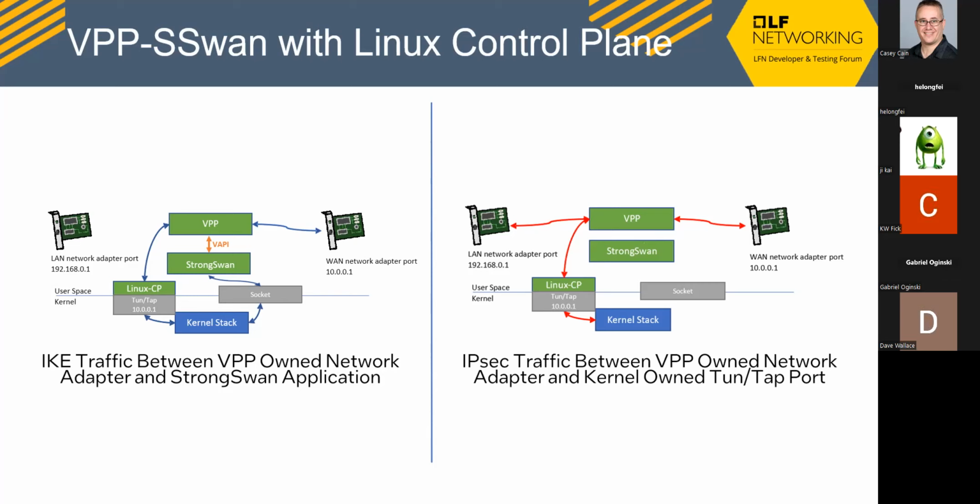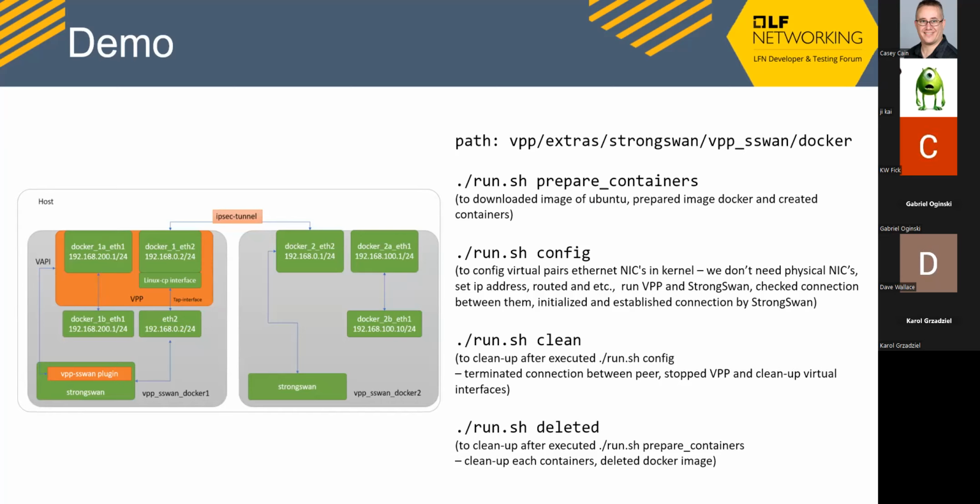The VPP StrongSwan plugin also ships with a run script for developers to quickly set up a StrongSwan example in Docker images without physical NICs. With a very simple command, the run script will build a Docker image from the ground up, downloading VPP and StrongSwan, setting up the virtual NIC pairs, assigning IP addresses and tap interfaces. At last, it configures the VPP StrongSwan plugin and StrongSwan, which makes it ready to use.